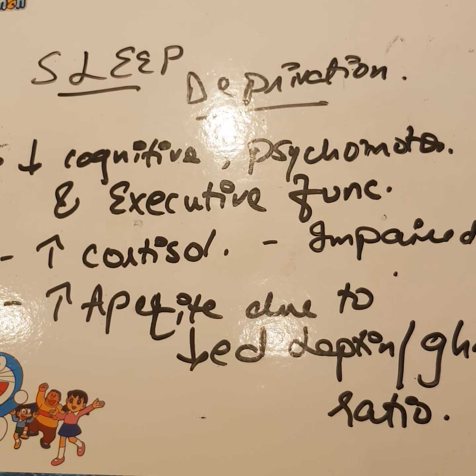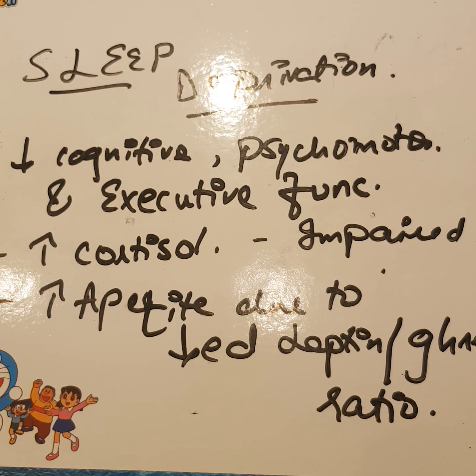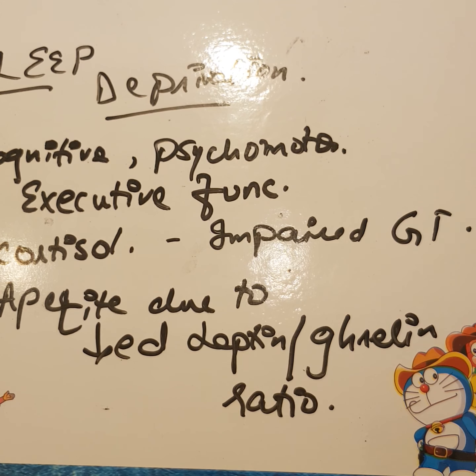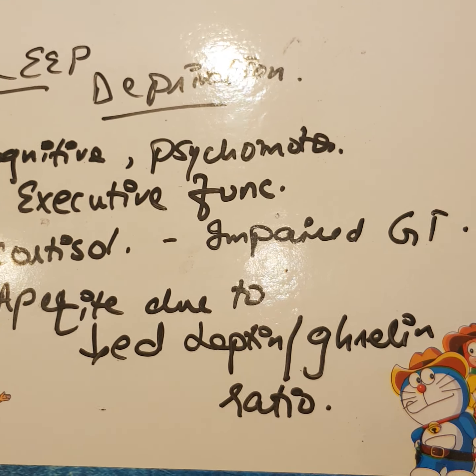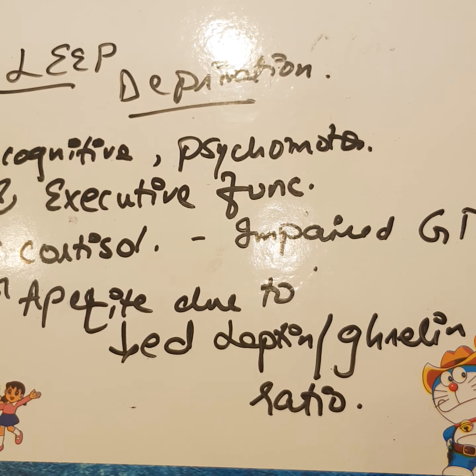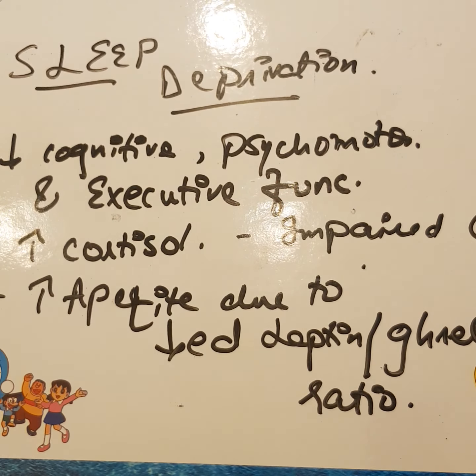So, what happens when you are suffering from sleep deprivation? It will lead to decreased cognitive, psychomotor, and executive function. Also, it will lead to increased cortisol, which can then lead to impaired glucose tolerance. Also, your appetite would be increased due to decreased leptin and ghrelin ratio. That is why, if you are sleep deprived, it can lead to you overeating to compensate. So this is not something out of your control.